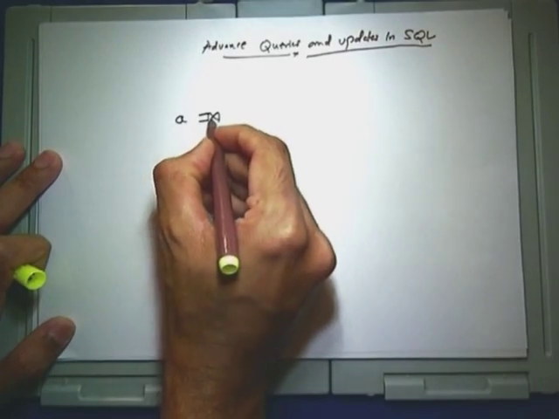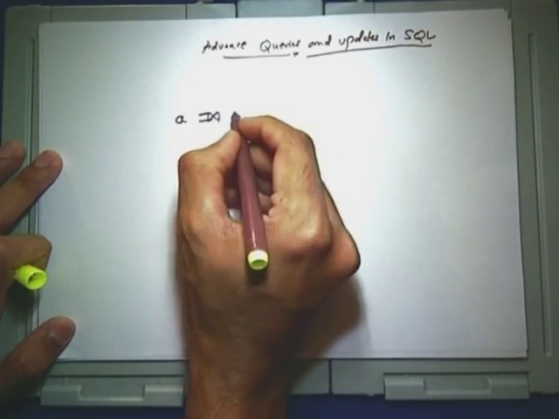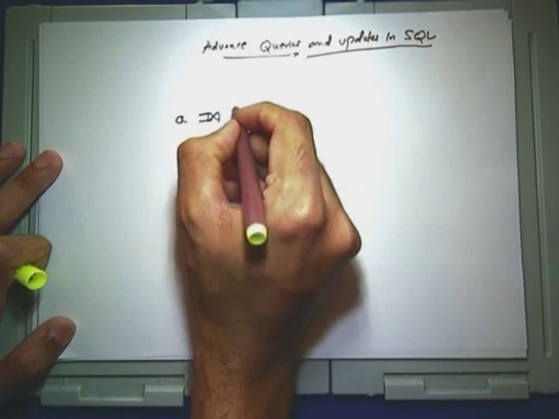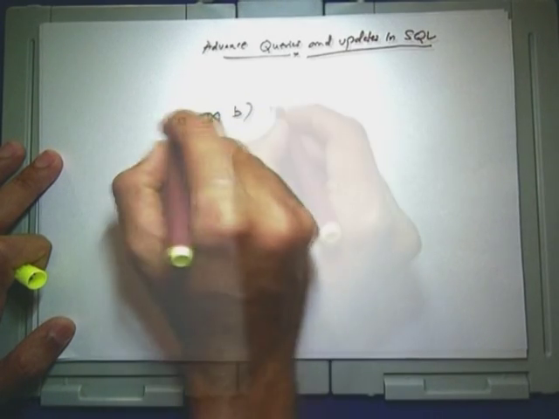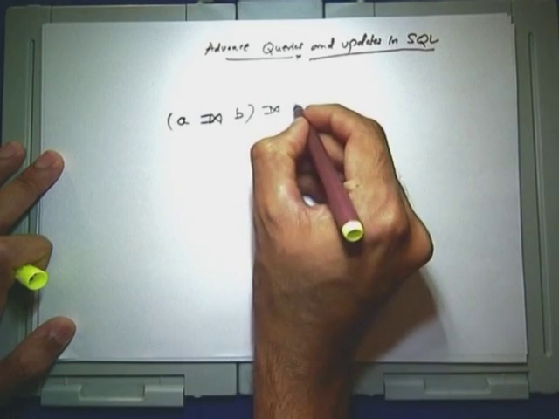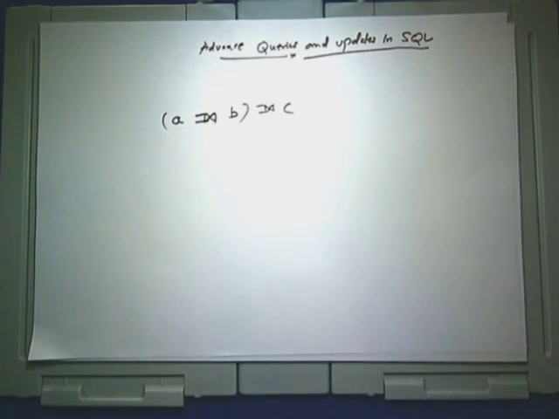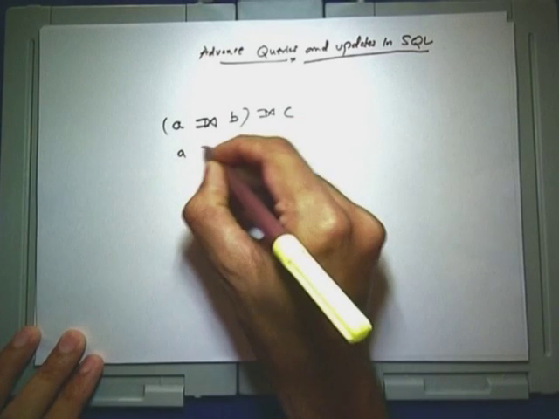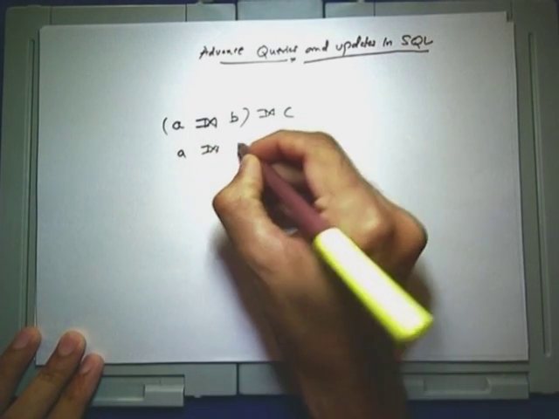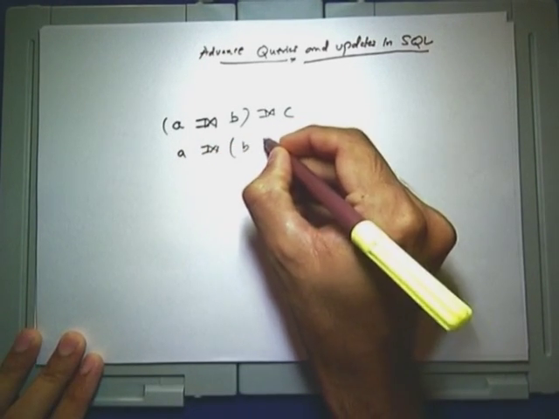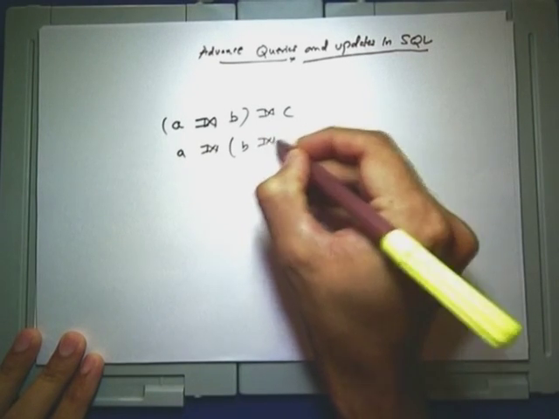Let me write it here. So this symbol over here is the left outer join symbol. So let's say A, B, and C are relations. A left outer join B, left outer join C. Okay, so that is one possible query. Now another possible query is A left outer join, B left outer join C.